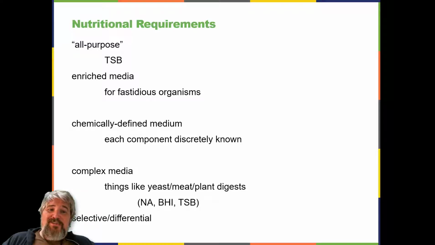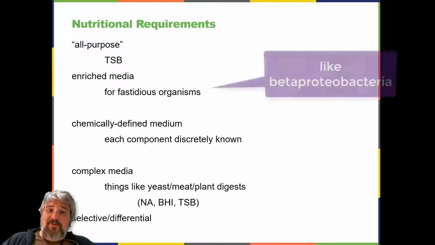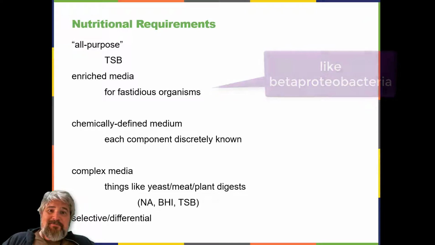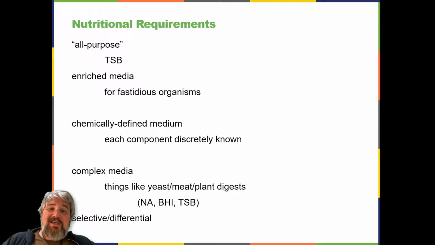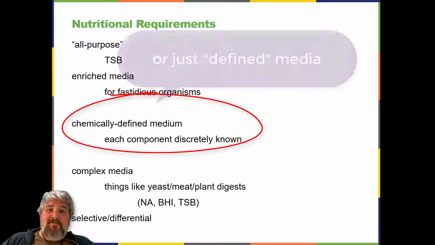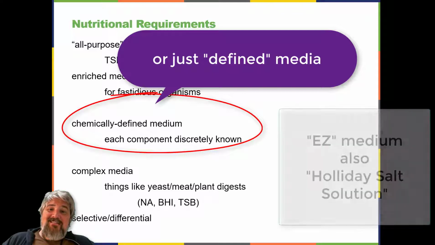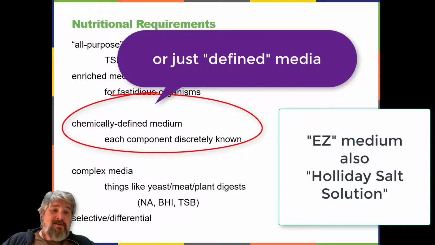One type, enriched media, contains growth factors, vitamins, and other essential nutrients to promote the growth of fastidious organisms that cannot make certain nutrients and require them to be added to the medium. When the complete chemical composition of a medium is known, it is called a chemically defined medium. For example, in EZ medium, all individual chemical components are identified and the exact amounts of each is known.